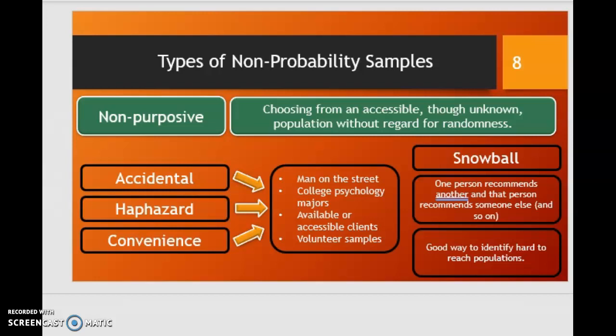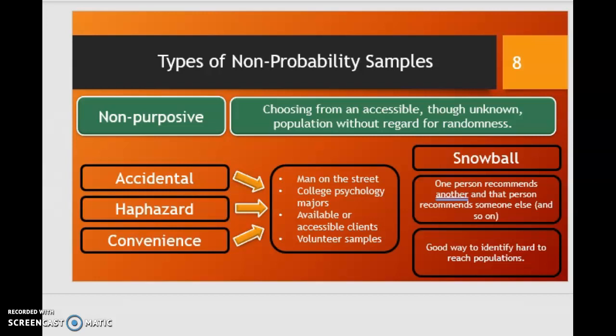So in accidental, haphazard, or convenient sampling, we could just use about anybody that's available. So an example could be like the man on the street, students that are available in the class, clients that are accessible to us, or volunteer samples. An example could be snowball sampling.